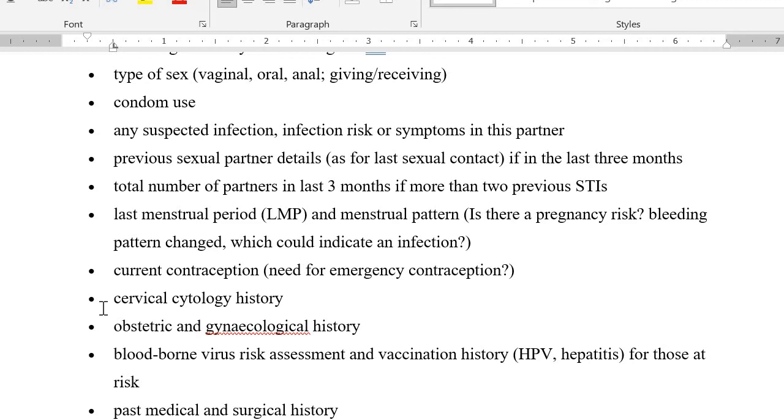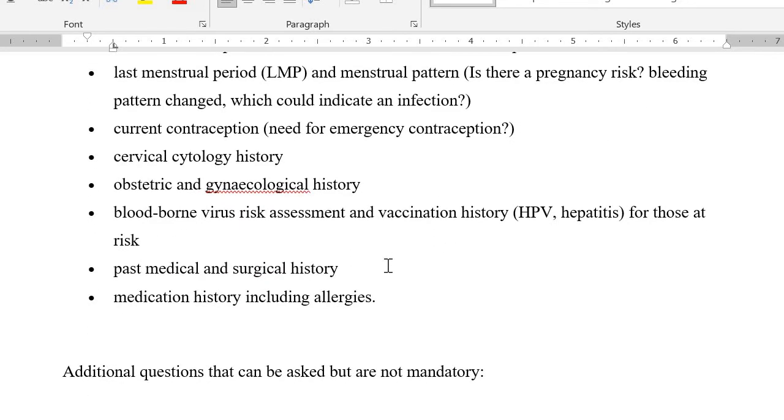Cervical cytology history, then obstetric and gynecological history, and then blood-borne virus risk assessment and vaccination history, like HPV and hepatitis for those at risk. Then past medical and surgical history, and medication history including allergies. There are additional questions that can be asked, but they are not mandatory.